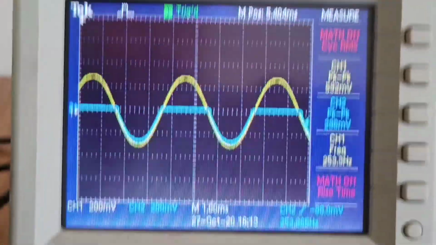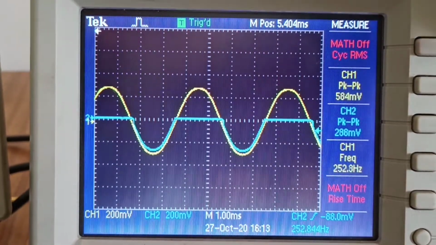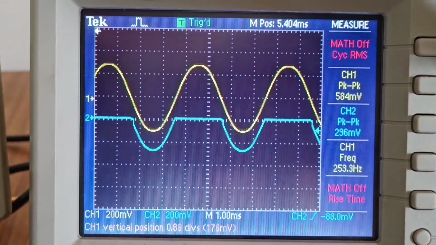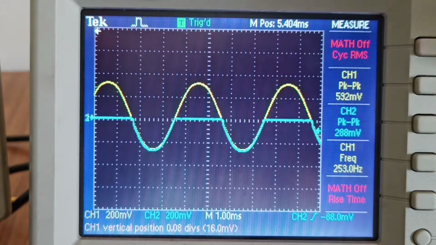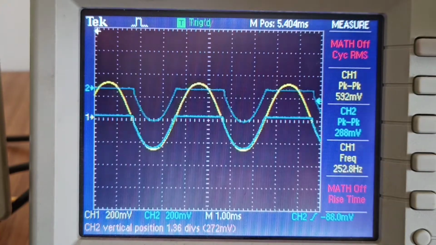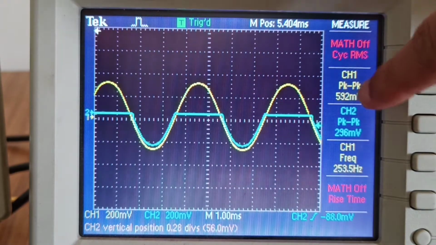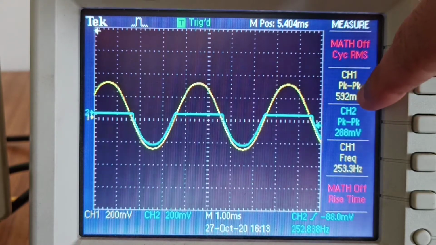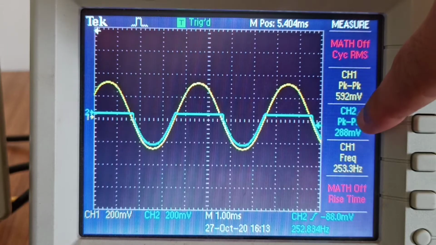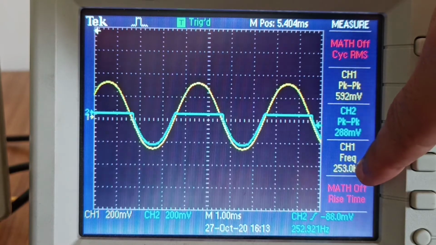Trigger level, so that it will come to stable mode. Now this is your input. If you bring it to the same level, this has been rectified in the negative direction. See, this is your negative half wave rectification. Now if you see the channel 1 input, this is 592 millivolt. We are giving around 300 millivolt signal and getting around 144 millivolt signal at the rate of 250 Hz.